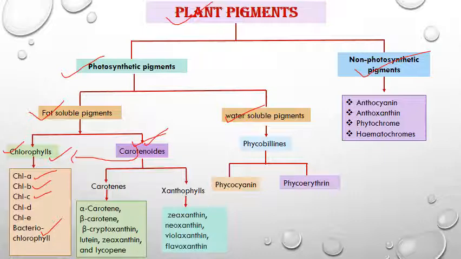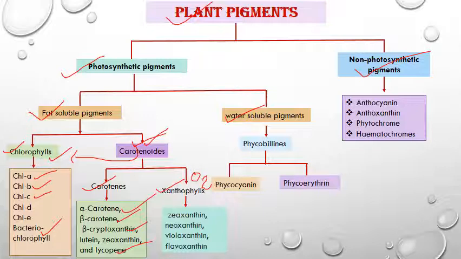Carotenoids are again of two types. One is carotene, the other is xanthophylls. They are differentiated on the basis of presence and absence of oxygen. Xanthophylls are the oxygenic carotenoids and carotenes are without oxygen. Carotenes are of different types like alpha carotene, beta carotene, cryptoxanthin, lutein, zeaxanthin, and lycopene.